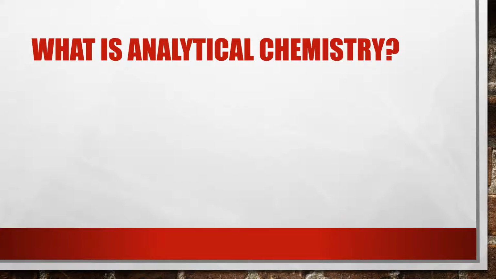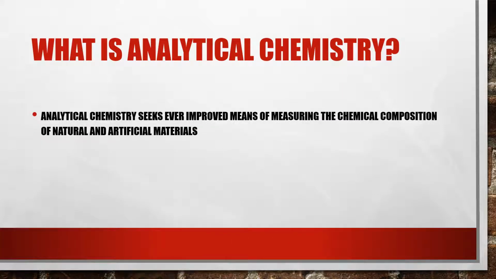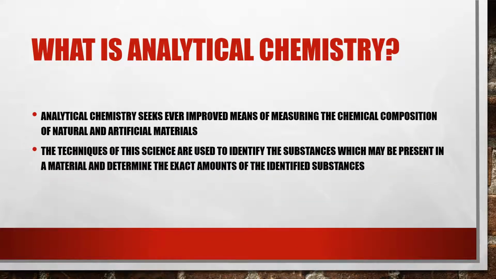Analytical chemistry seeks ever improved means of measuring the chemical composition of natural and artificial materials. The techniques of this science are used to identify the substances which may be present in a material and determine the exact amounts of the identified substances. It is the science of chemical measurements.